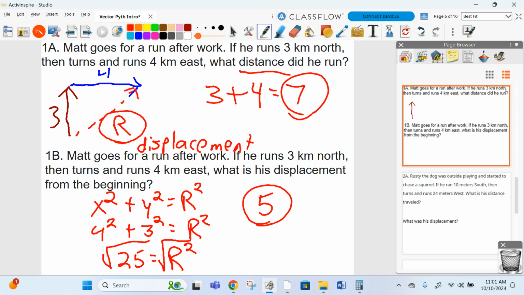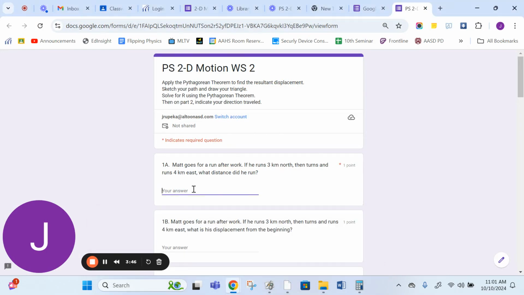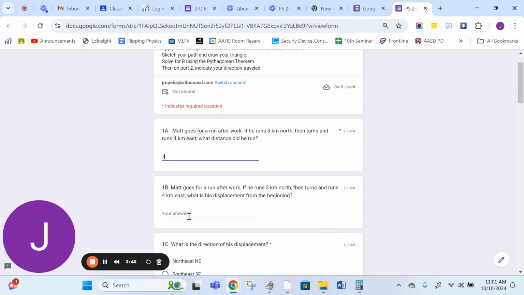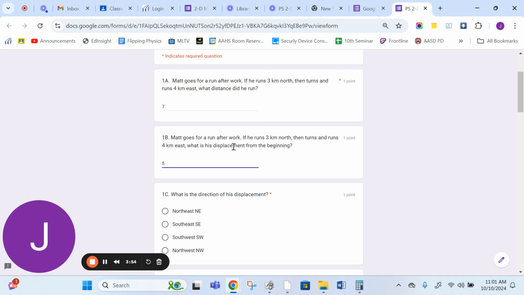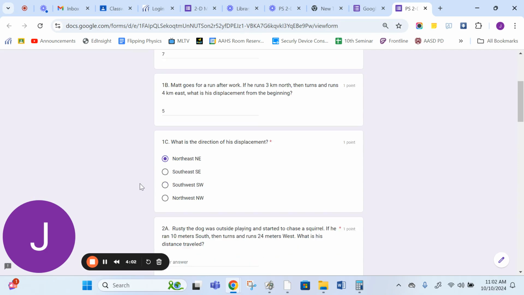Now you might ask, there is a third part to each question. What direction was traveled? Well, if Matt ran north and Matt ran east, the direction then we combine is northeast. And that's what I'm going to make sure that I have marked in my form. So adding to find the total distance, using the Pythagorean theorem to find the displacement, and then indicating what direction. Now, direction is always measured from the start, never from the end.